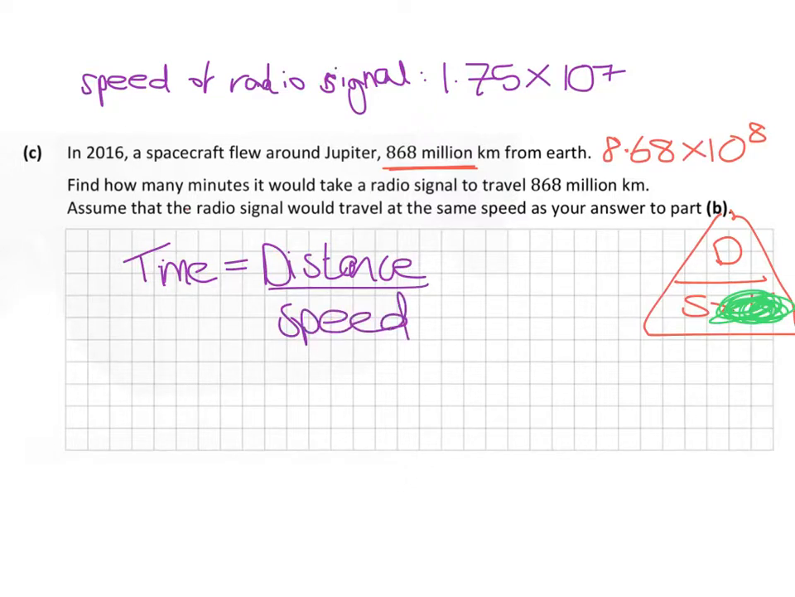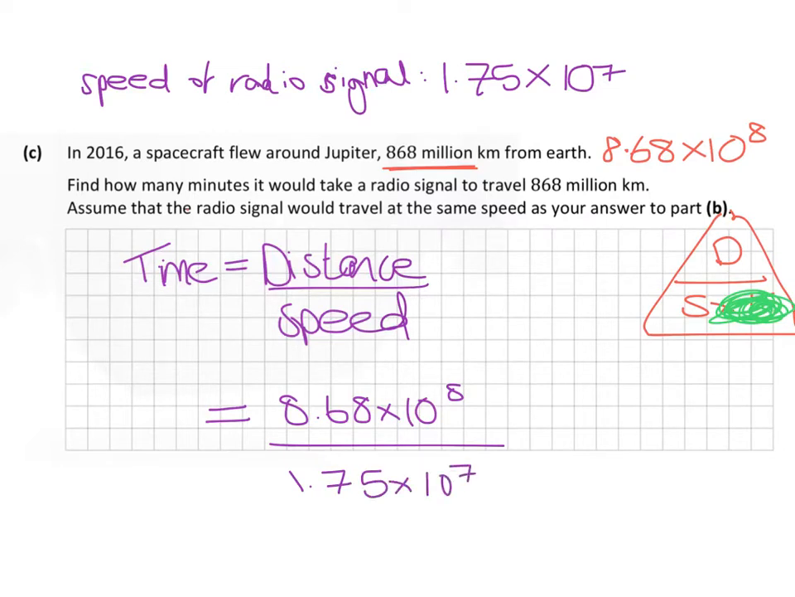Our distance is 868 million, which we already worked out previously in scientific notation as 8.68 by 10 to the power of 8. We're dividing that by the speed of the radio signal. In our previous question, we got the speed of the radio signal, which is 1.75 by 10 to the power of 7. So that's what I'm dividing it by. And our answer is 49.6 minutes.